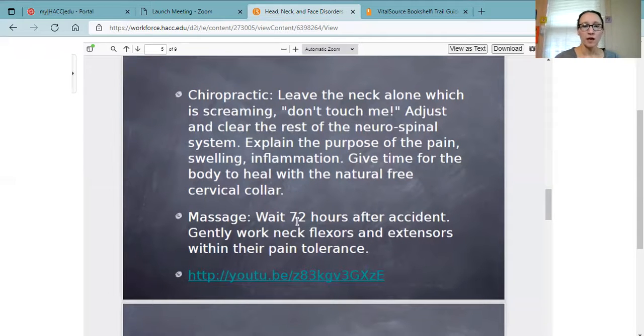So right away, we cannot touch the neck. And again, this is mostly due to us not having MRI vision. We cannot see what's going on inside the neck. We do not know which structures are damaged, and we don't know if the work that we're going to do is going to further injure those structures. So we must wait until it is healed, okay?